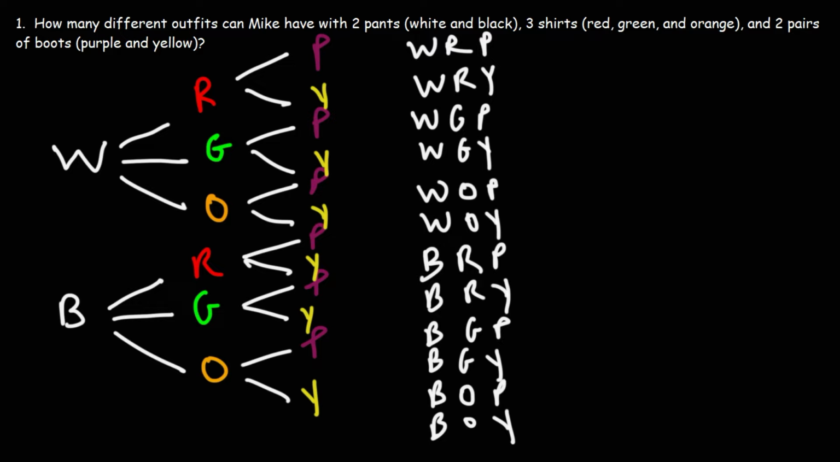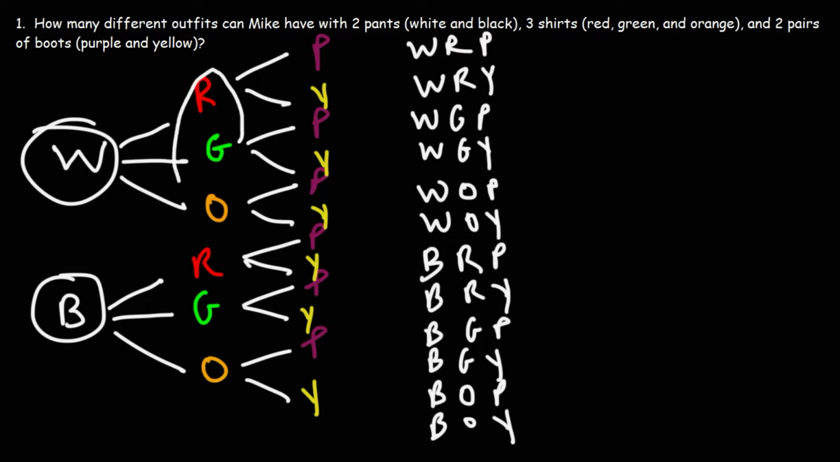All we do is simply multiply the number of outcomes that can occur for each event or each choice that he's going to make. So for the first choice, there's two possible outcomes. For the second choice, there's three possible outcomes. And for the third choice, two. So 2 times 3 times 2 gives us the 12 possible outcomes that we see for the entire situation.